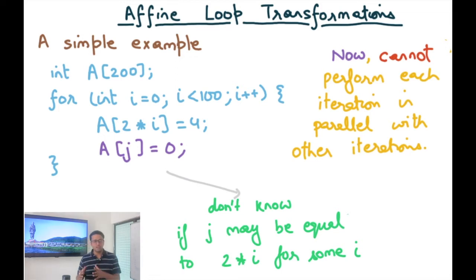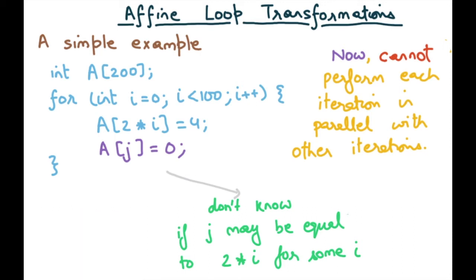So the other point here is that for such affine loop nests, the types of transformations that are possible are much richer, such as parallelization of the loop iterations.